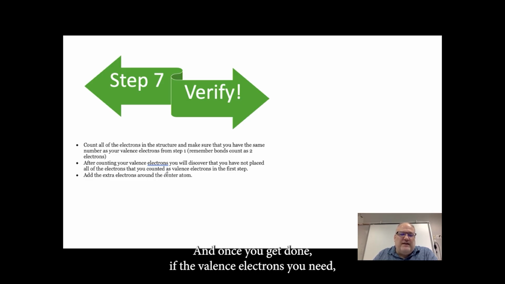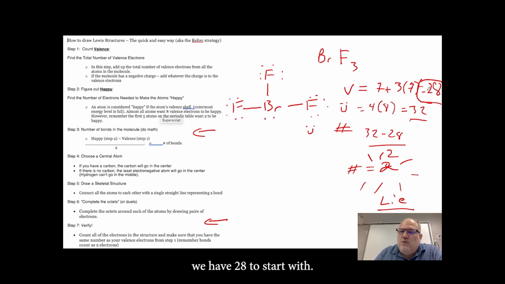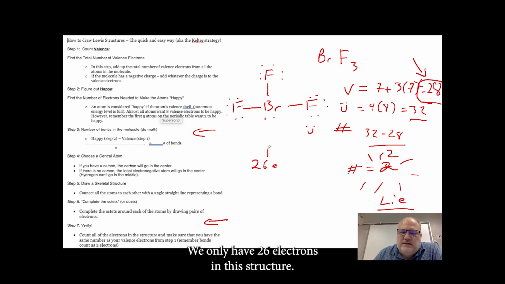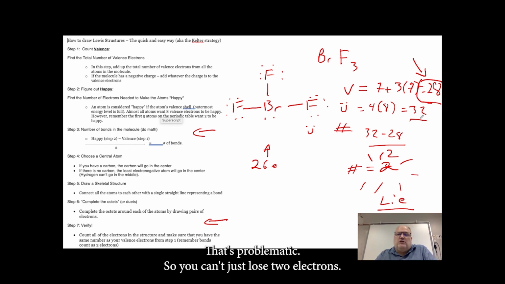And once you get done, if you need more valence electrons, you're going to put them around the center, which basically, if we go back to this problem, we have 28 to start with. If we count right here, it's 2, 4, 6, 8, 10, 12, 14, 16, 18, 20, 22, 24, 26. We only have 26 electrons in this structure. We're supposed to have 28. That's problematic because we can't just lose 2 electrons.